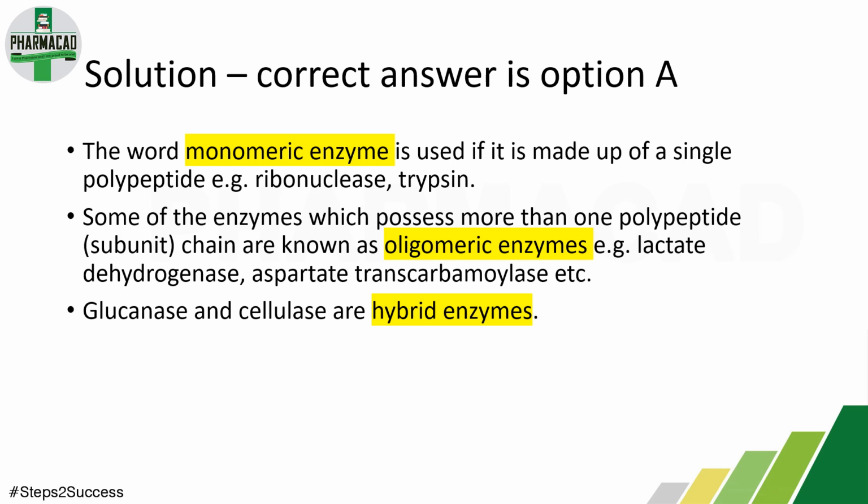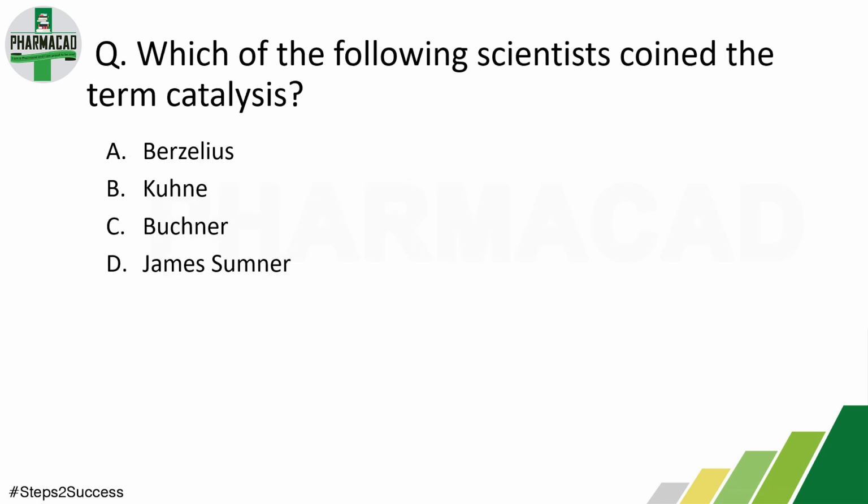The enzymes are classified based on their structure. The term monomeric enzyme is used if it is made up of a single polypeptide. Examples are ribonuclease and trypsin. Some enzymes which possess more than one polypeptide subunit chain are known as oligomeric enzymes. Examples are lactate dehydrogenase, aspartate transcarbamylase, etc. While glucanase and cellulase are hybrid enzymes. Move on to the next question.